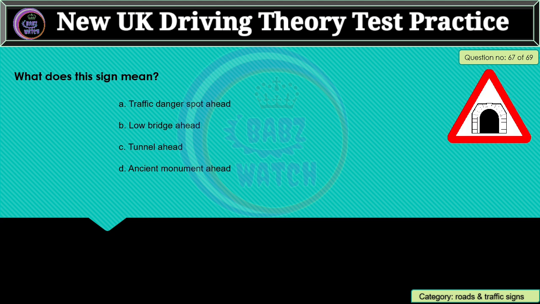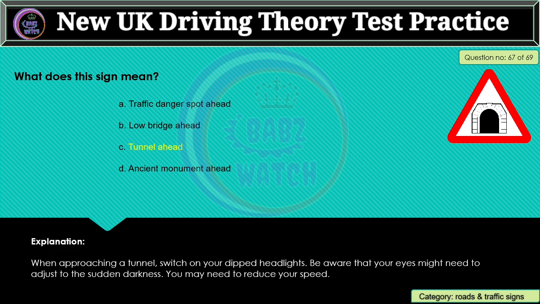Question 67 of 69. What does this sign mean? A. Traffic danger spot ahead. B. Low bridge ahead. C. Tunnel ahead. D. Ancient monument ahead. The correct answer is C.